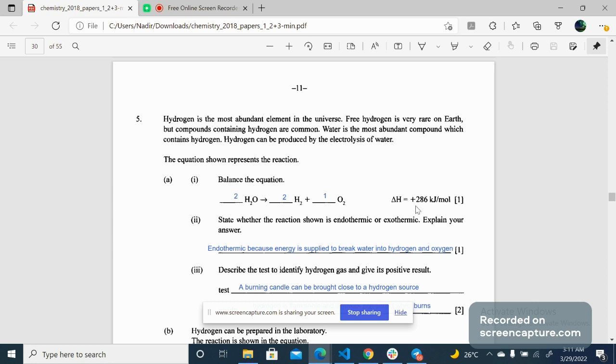And this is telling us that this is a process whereby this much heat is being supplied for this process to occur. So this is 286 kilojoules per mole of heat required for this process to happen. And attached here is a question which is asking us to state whether the reaction is endothermic or exothermic.